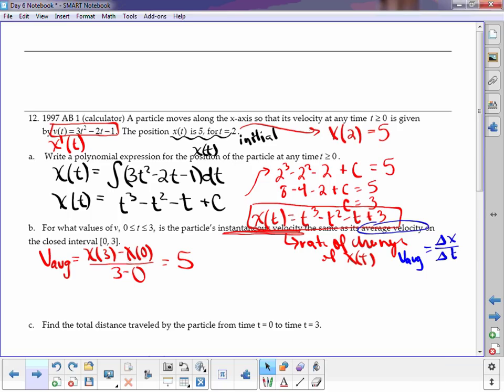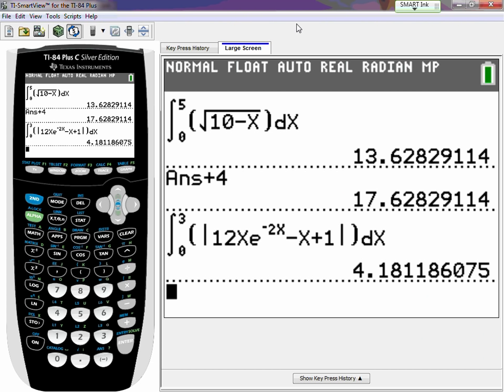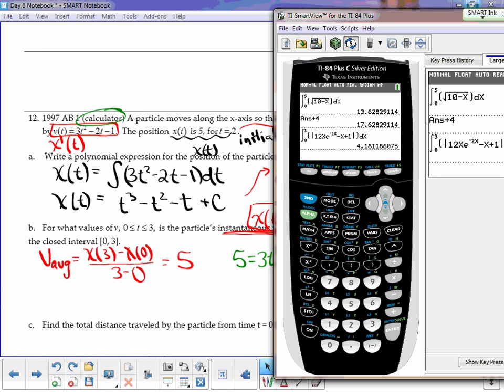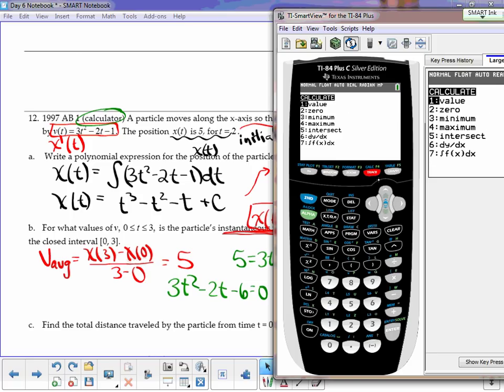Now I want to know when 5 equals the actual velocity, 3t squared minus 2t minus 1. Because this is a calculator problem, how can I use my calculator to help me find that answer? I hear graph. What do we want to graph? All right, so I hear set it equal to 0 and then graph that. So I'd have 3t squared minus 2t minus 6 equal to 0. And then what am I looking for when I graph that? The zeros. I can find my zeros by doing second trace, and there's an option for zero.